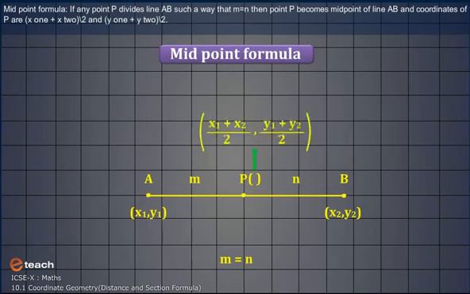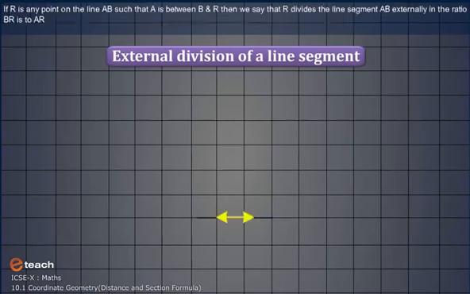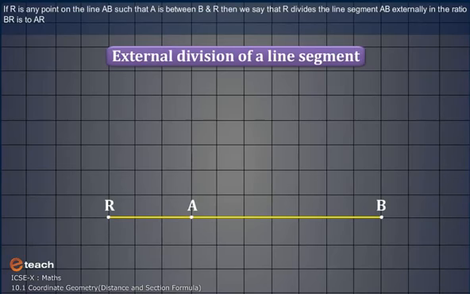External division of a line segment. If R is any point on the line AB such that B is between A and R, then we say that R divides the line segment AB externally in the ratio AR is to BR. The point R is called the point of external division. If R is any point on the line AB such that A is between B and R, then we say that R divides the line segment AB externally in the ratio BR is to AR.